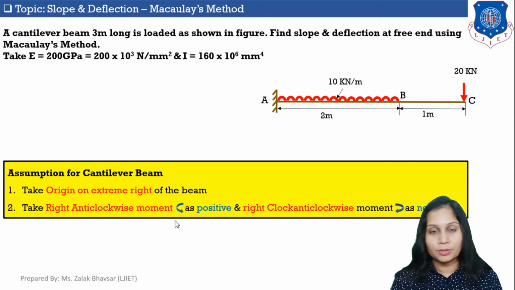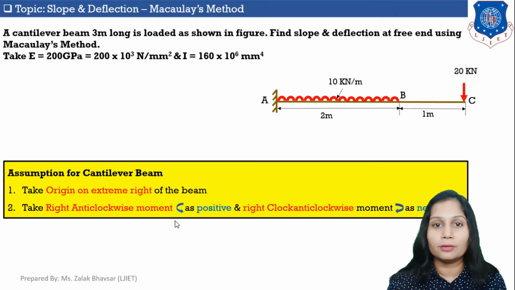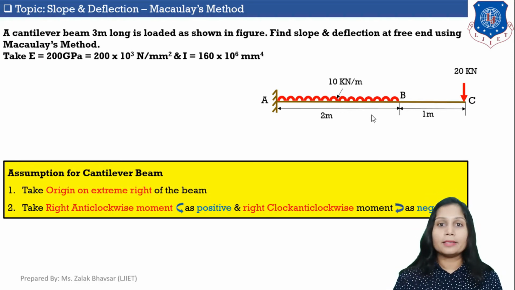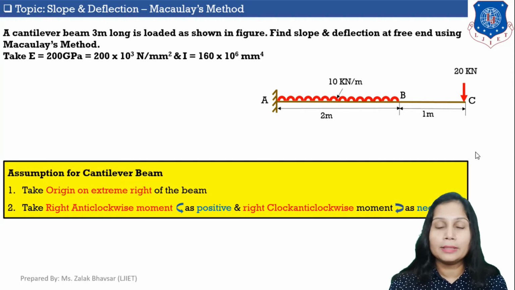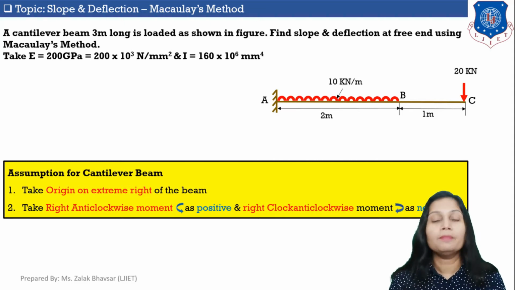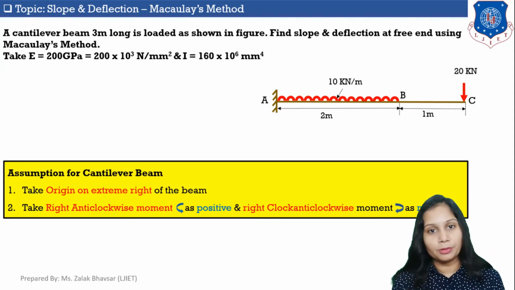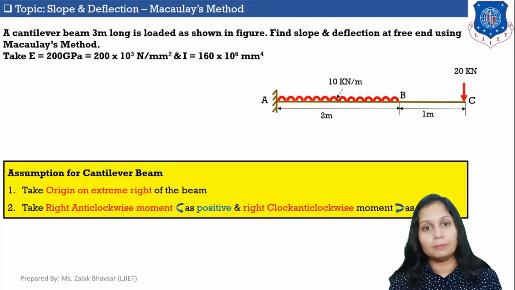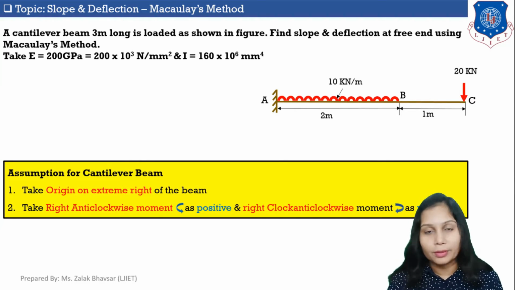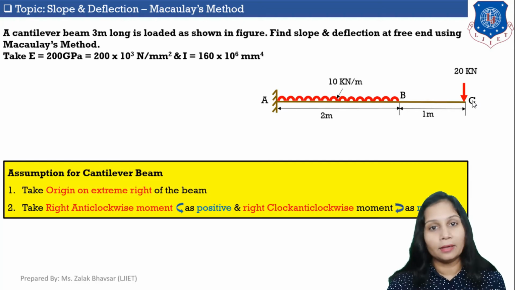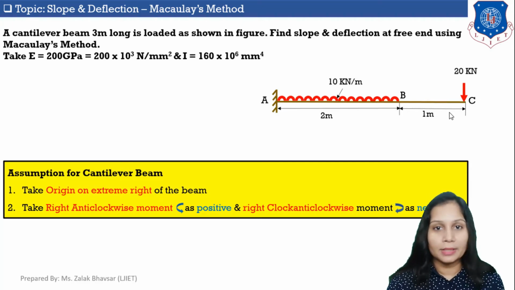So, first assumption that we will consider for calculating slope and deflection of cantilever beam is that in case of cantilever beam, we will take origin on extreme right of the beam. Okay, so in case of simply supported beam and overhanging beam, we take our origin on left hand side. But in case of cantilever beam, we are required to take origin on extreme right of the beam. So here in our case, origin will be C.